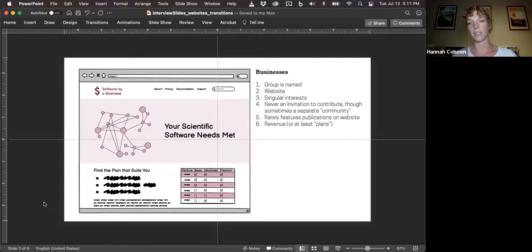In contrast, businesses are what you would expect. They have a way to get money, they have a revenue stream, they're focused on a specific thing to sell you.